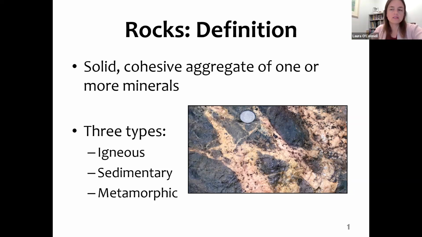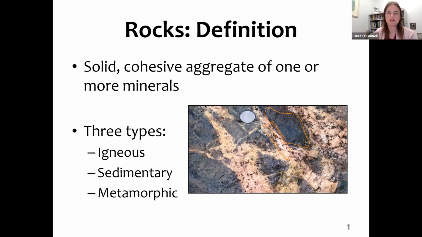But a rock is usually made of more than one mineral. And we have an example here of a rock that has some black areas, some pink areas with other black crystals. So there's at least 2 or 3 minerals in here.